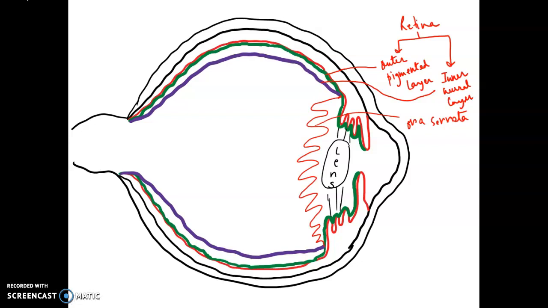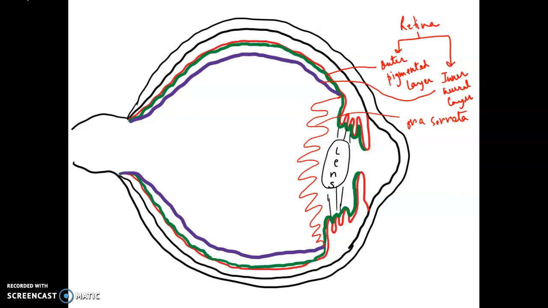All right, class. So we are looking at the retina here. We do see that the retina has an outer pigmented layer and an inner neural layer. Now, the question is, what is the outer pigmented layer made up of?